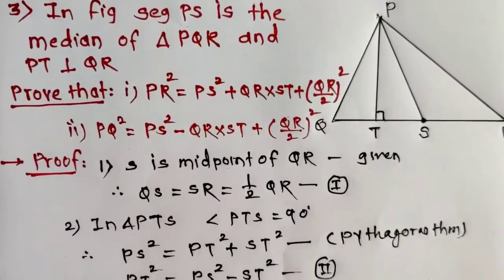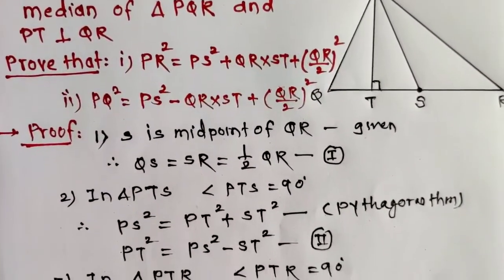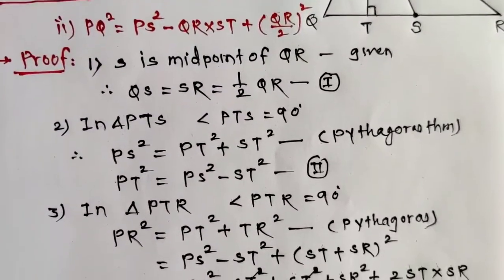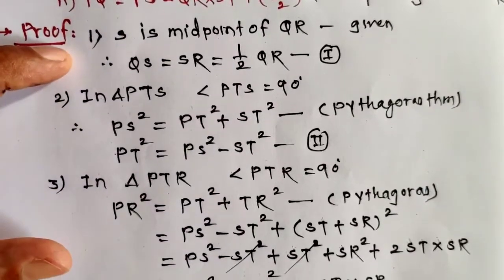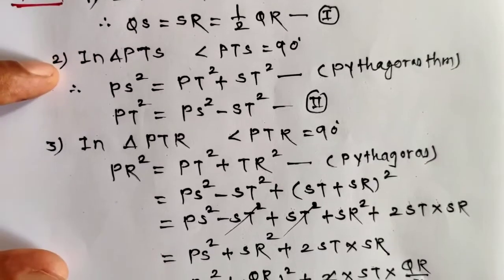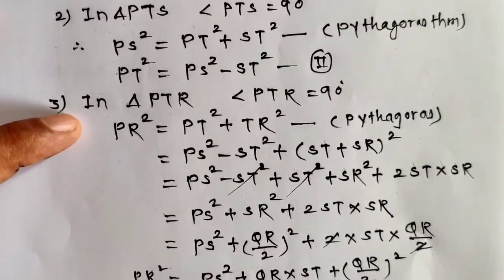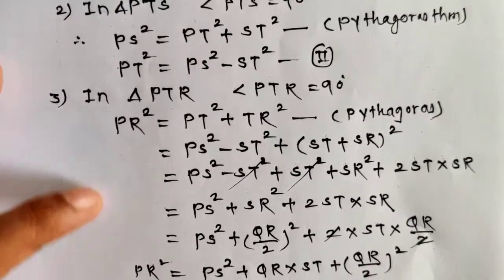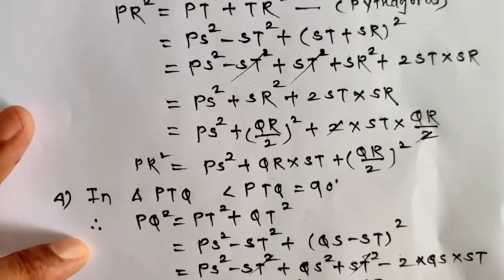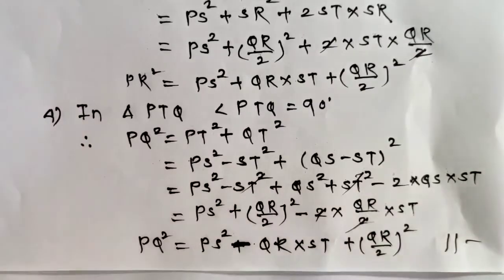So see that sum again. Here, first point, QS is equal to SR, half QR. Now in triangle PTS use Pythagoras, we get PT square. In triangle PTR use Pythagoras, we get PR square, and simplify, we get our result. Then last, in triangle PTQ use Pythagoras, we get our result. So in this way we can solve that sum.